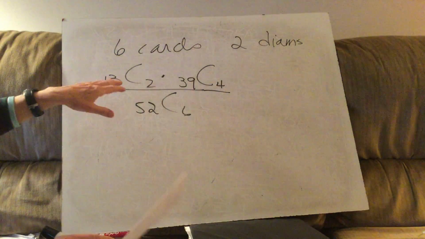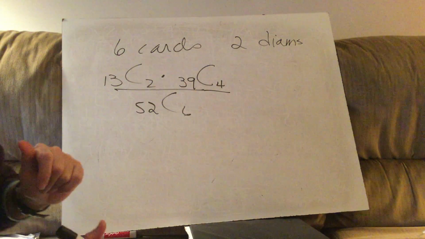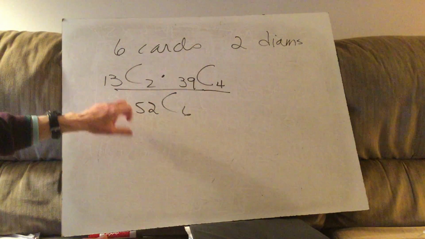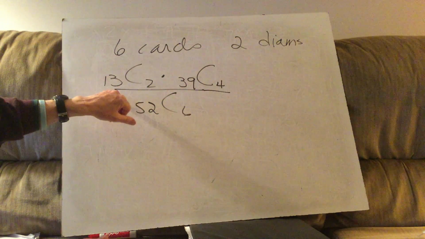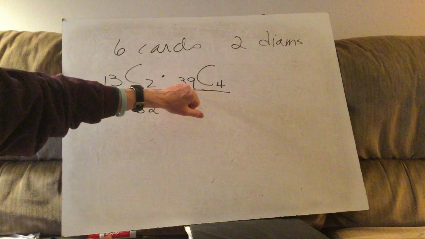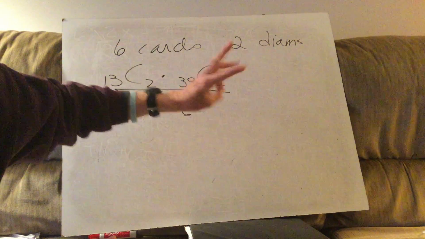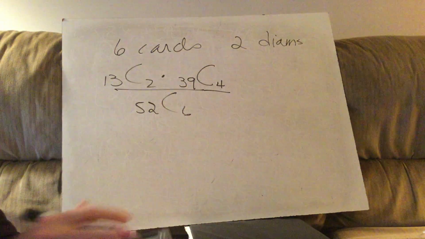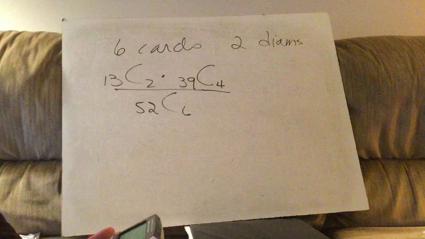So remember, the deck of cards is divided up into 4 suits. So a fourth of 52, or 13 of the cards, are diamonds. The other 39, 3 sets of 13, are not diamonds. So we'll type this in on our calculators.